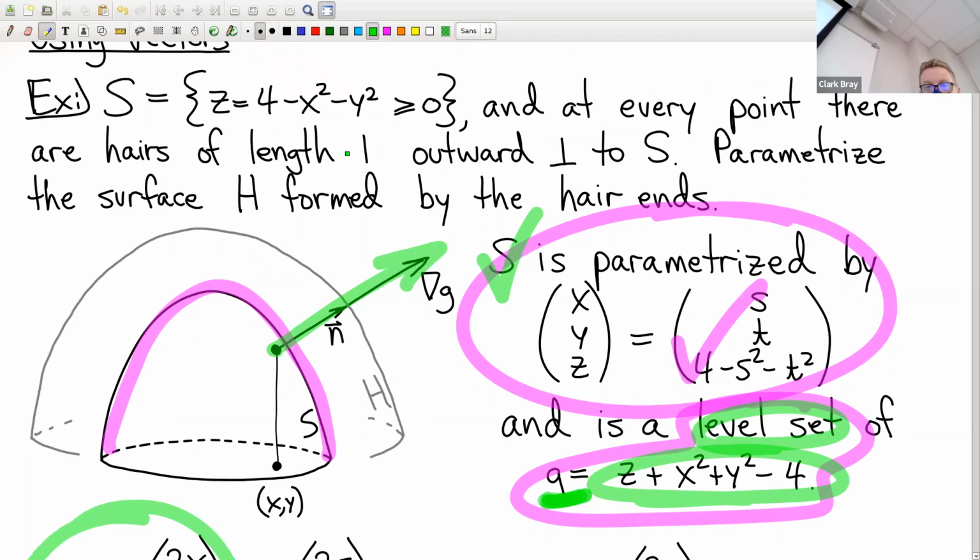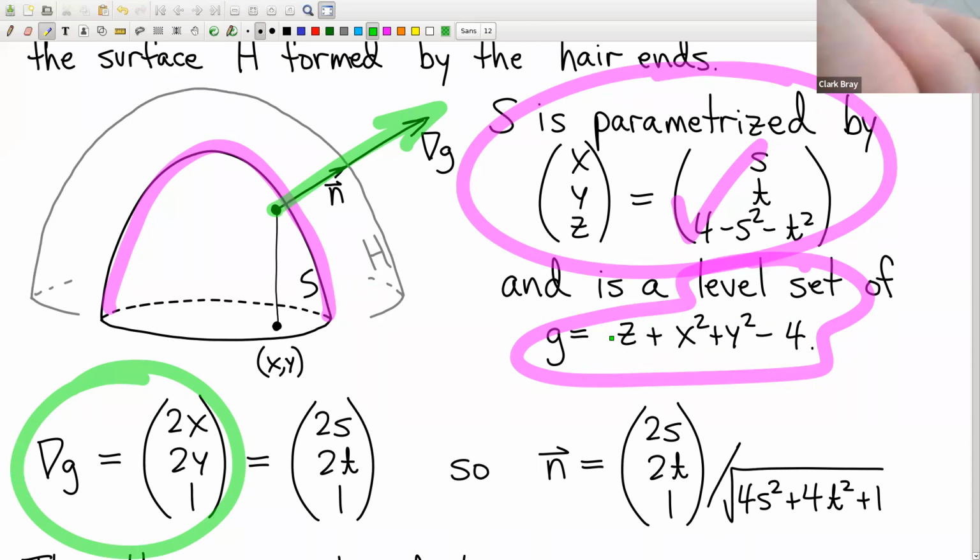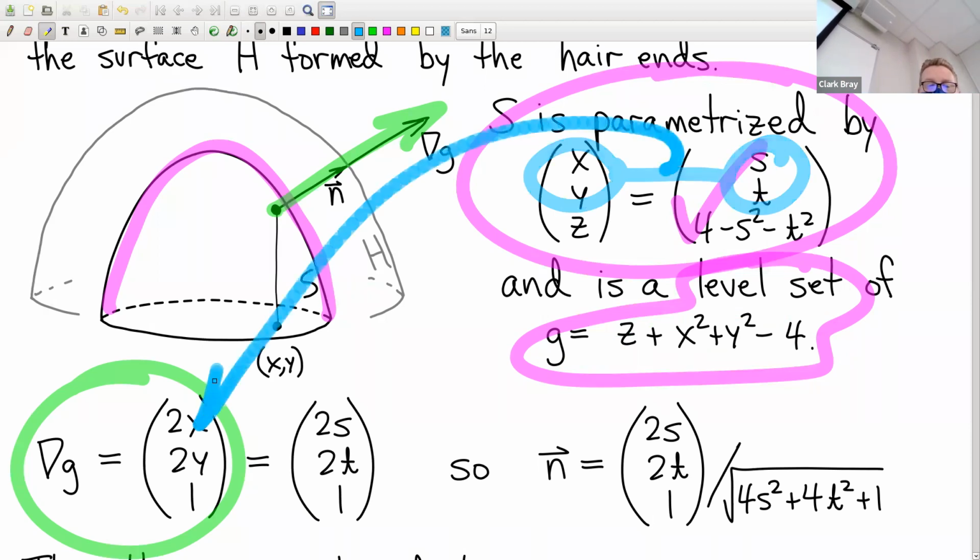Cool. Okay, so I've got this green vector now. But that's not what I want to add. By the way, I have this green vector, but it's written in terms of x's and y's. I need everything written in terms of s and t, so don't forget s and t are x and y. And so there you go. Everybody happy?